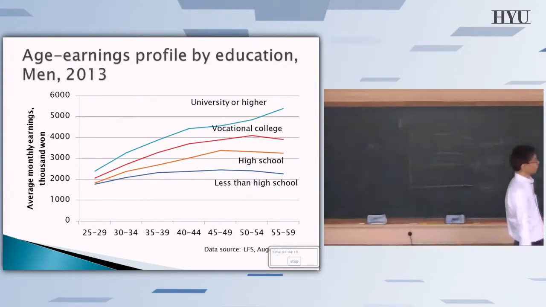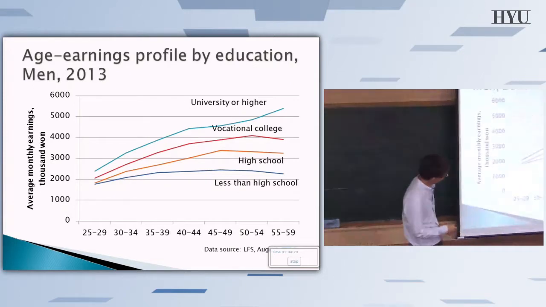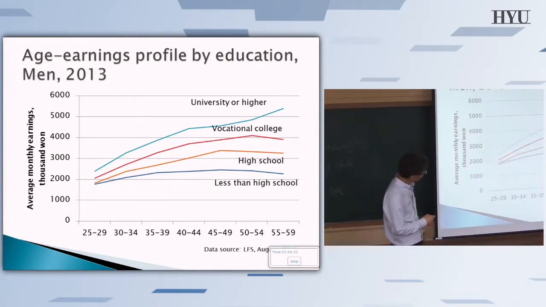And that's the first thing. Second thing is, generally, the higher education group has a steeper slope. So as you can see, the lower high school is actually pretty much flat. There is not much of an increase. There's some increase in the earnings, but it's not that much. But as you can see, the high school slope is steeper, and the university is the steepest.